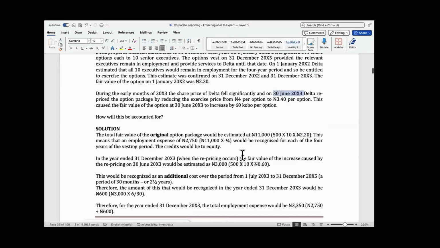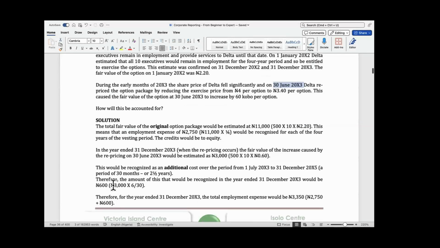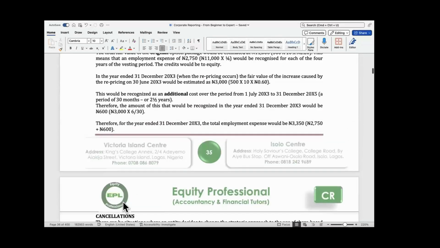Okay, so what we would recognize out of this 3,000, we just recognize 3,000 multiplied by 6 over 30. Okay, which gives us 600. So that means what you are recognizing in 2003 alone is, in addition to this 2,750 from the original package, you are also going to recognize an additional 600 from the increase in the fair value of the share option. And that's what you recognize in 2003. And that solves the question.